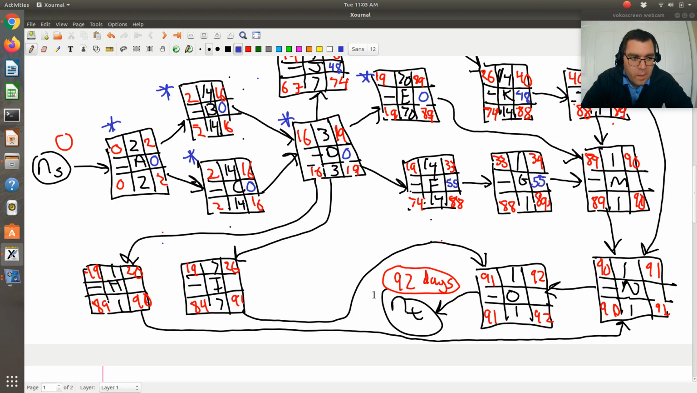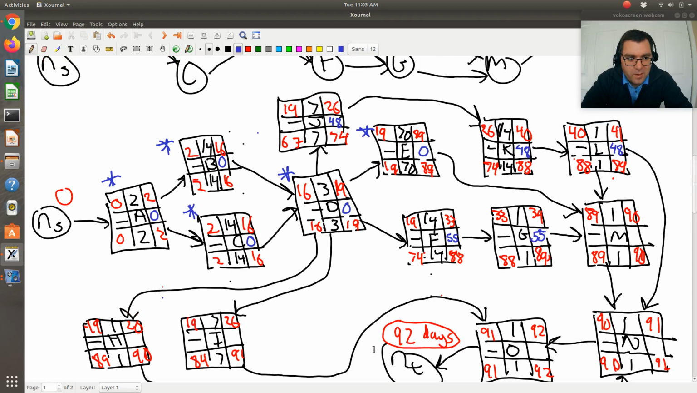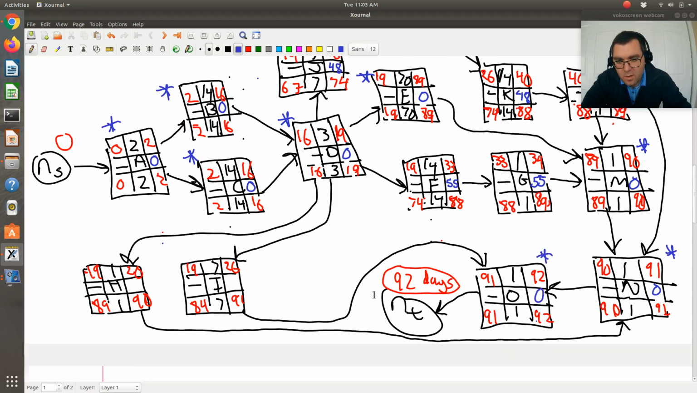Okay. M, earliest and latest possible times are the same, so it's going to have a float of 0. So it's going to be critical. N, earliest and latest possible starting times are the same, so it has a float of 0. O is the same, has a float of 0. I, 19 to 84, or 26 to 91. So we're looking at 65. This has a float of 65 days. And then 20 to 90, or 19 to 89, a float of 70 days.